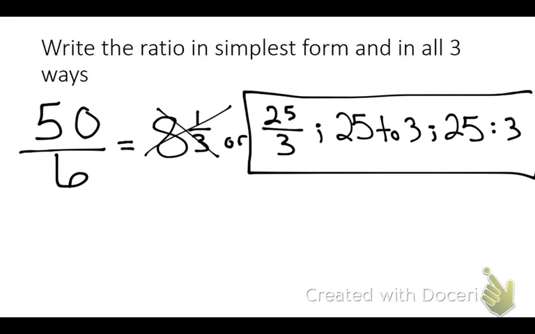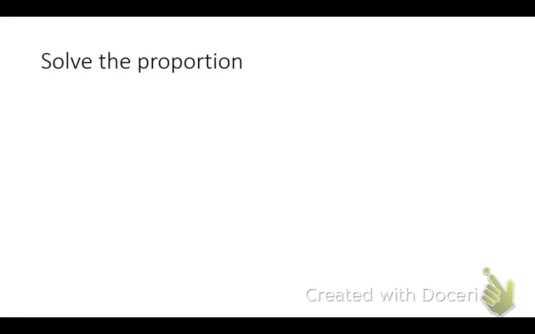Okay. All right, here comes the next one. All right, so solve the proportion. 5 over 12 equals x over 36. I chose this one specifically because really any of the 3 methods would work for this problem.